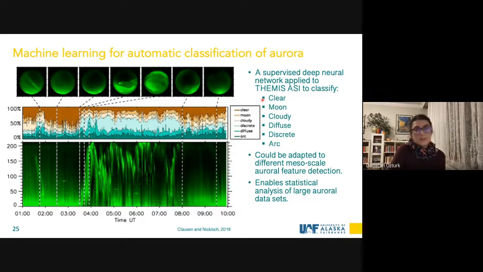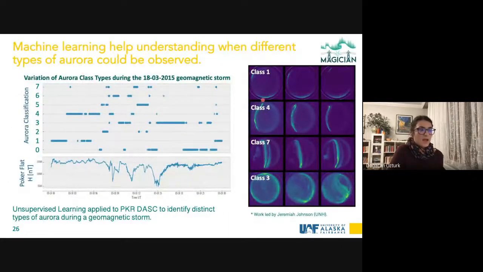So this was a supervised learning algorithm. But basically, what we wanted to do is understand what an unsupervised classification would yield. This is work led by my colleague Jeremiah Johnson at University of New Hampshire. We started out looking at the Poker Flat digital all-sky camera images during the St. Patrick's Day storm, 2015. Here you can see the magnetometer measurements from Poker Flat.